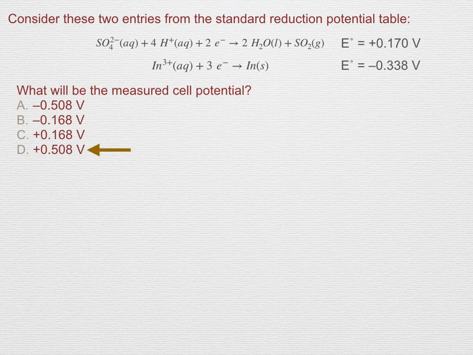The most positive reaction will be the cathode. The cell potential will be calculated as cathode minus anode, or E naught cell is 0.17 minus a minus 0.338 for plus 0.508 volts.